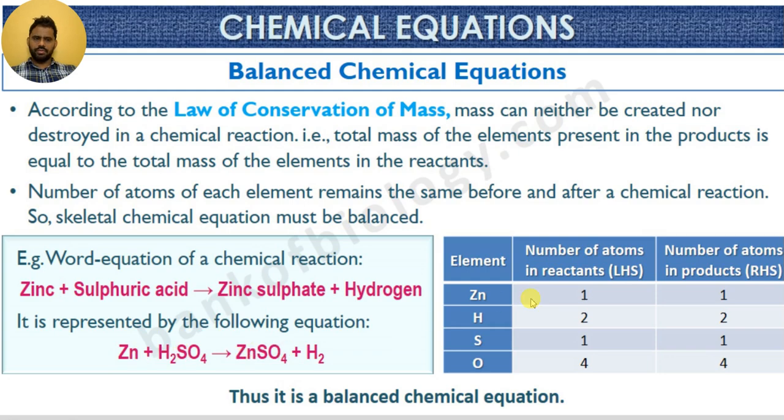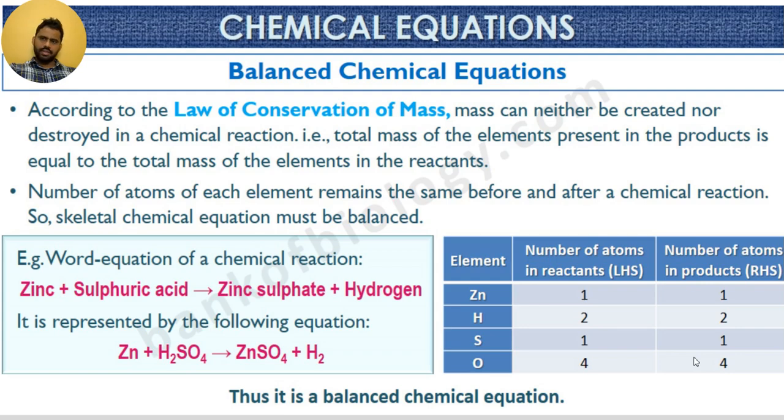Zinc is 1, 1. So you can make a table: number of atoms in reactant LHS, number of atoms in product RHS, and by doing so you can determine if all the elements are balanced. So zinc has one atom, balanced. Hydrogen has two, hydrogen has two, balanced. S has one, balanced. Oxygen has four, oxygen has four. So this is a balanced chemical equation. I encourage the students to make a table and write down the atoms for each element and then determine if the equation is balanced or not.